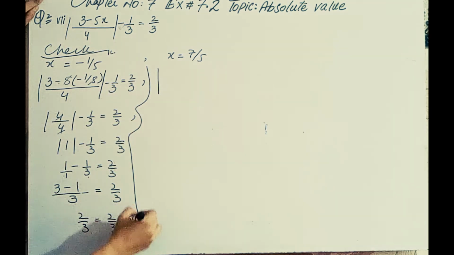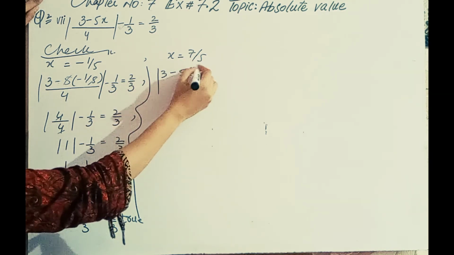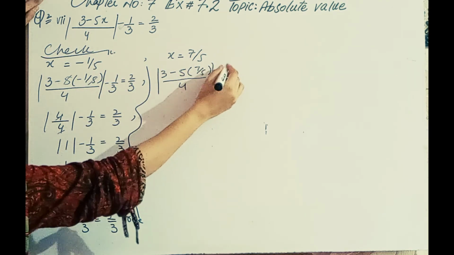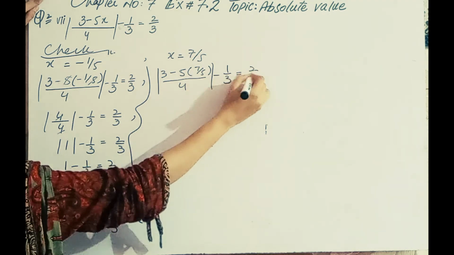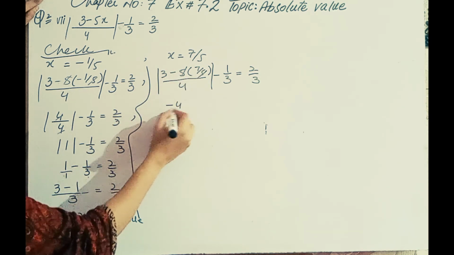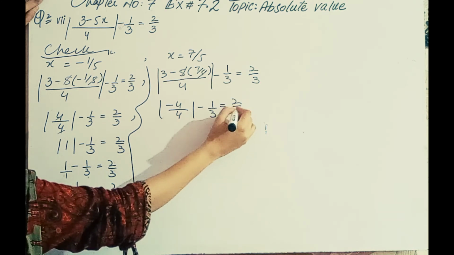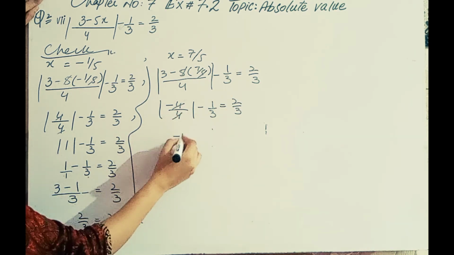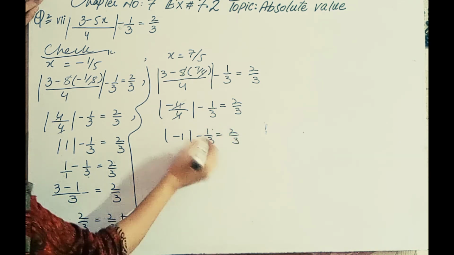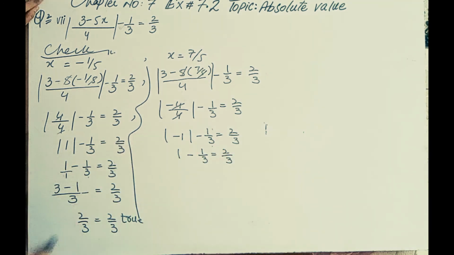Inside this absolute value: 3 minus 5, in place of x 7/5, divided by 4, minus 1/3 equals 2/3. 5 is cancelled by 5. 3 minus 7 will give us minus 4/4. Minus 1/3 equals 2/3. Both 4s are cancelled. This will be the absolute value of minus 1, minus 1/3 equals 2/3. The absolute value of minus 1 will be 1. 1 minus 1/3 equals 2/3.